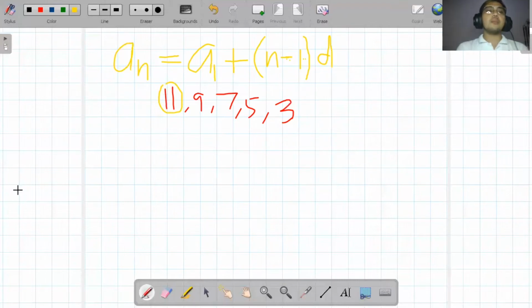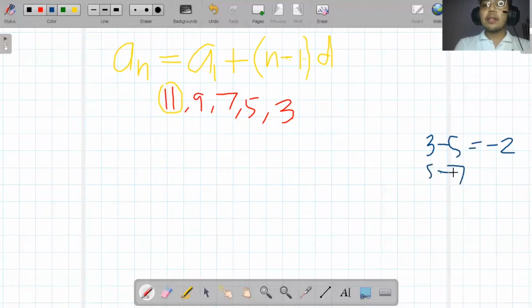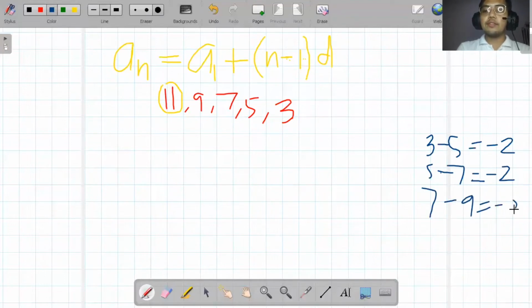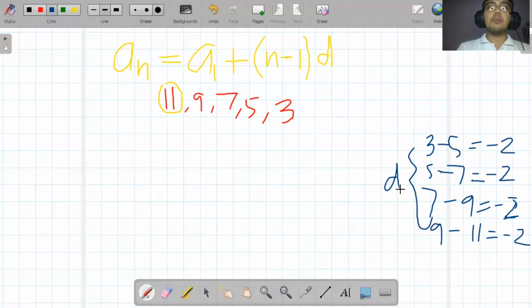So what do we do to subtract, side by side, that would be 3 minus 5 equals negative 2. And then 5 minus 7, that's also negative 2. Then you have 7 minus 9, that's also negative 2. Then we have 9 minus 11, that's also negative 2. So therefore, your common difference is actually negative 2. So your given is complete. All you need to do is substitute that to identify the nth term.